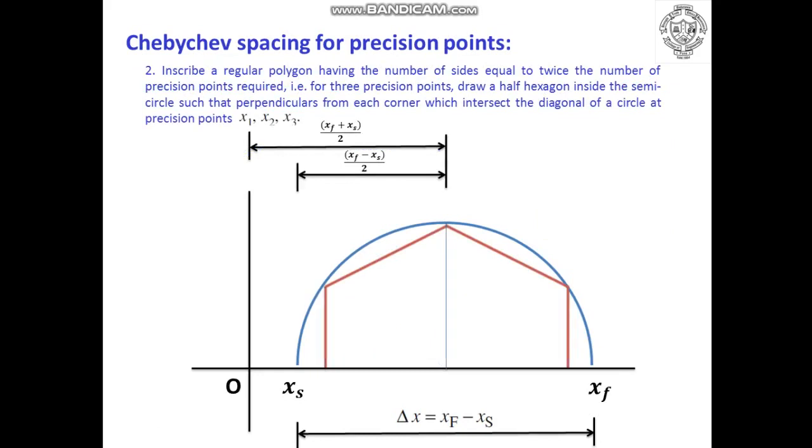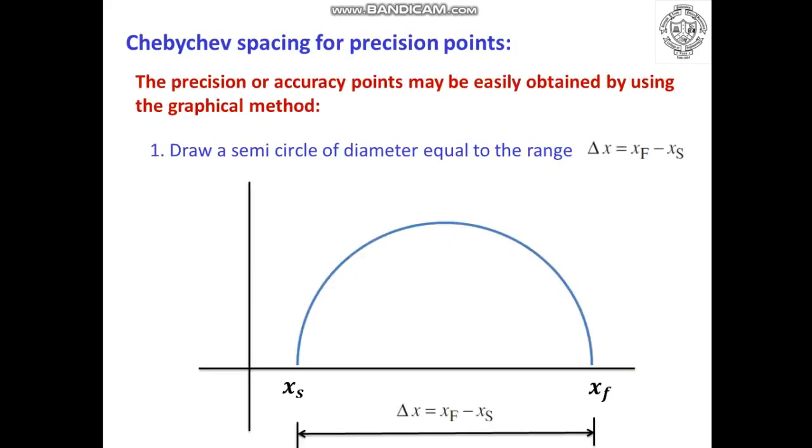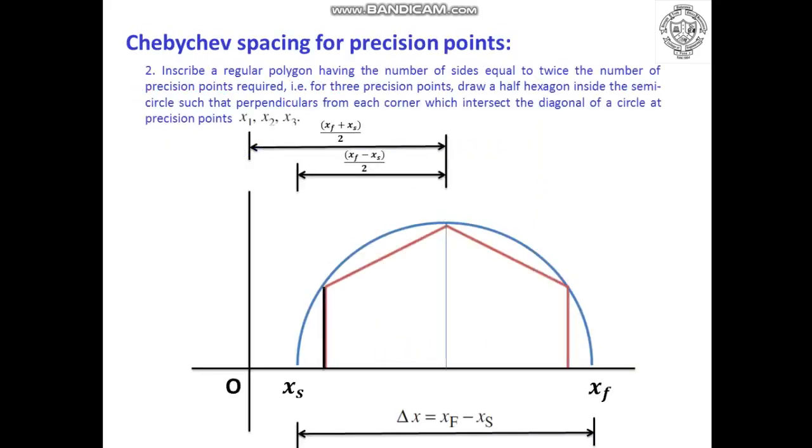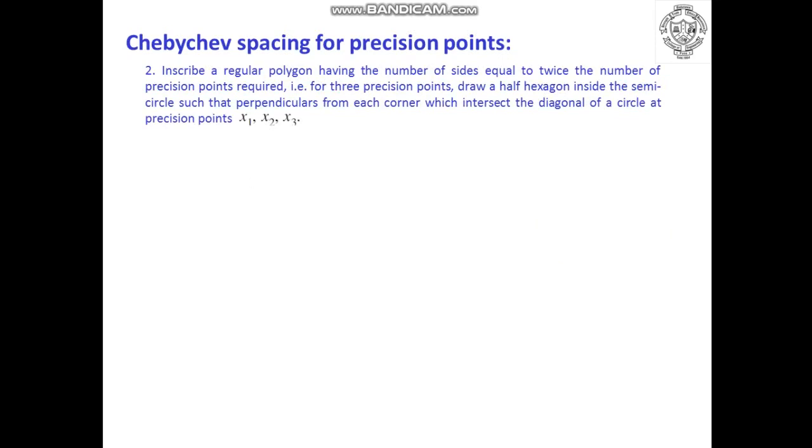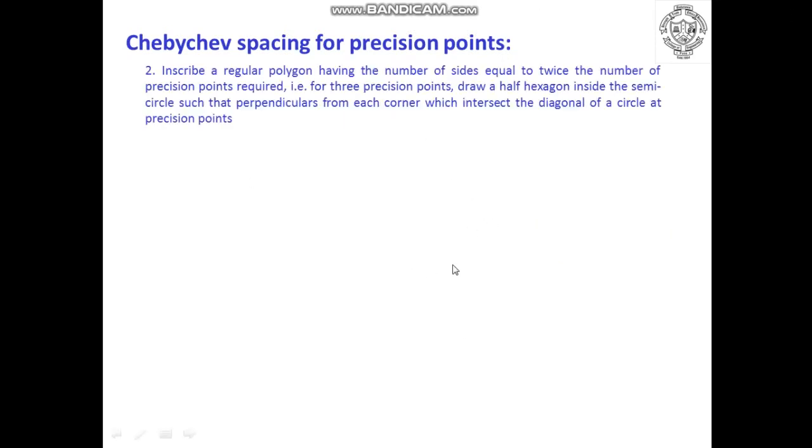Let us go to the next step. Here the second step is described. So the second step is we have to inscribe a regular polygon having the number of sides equal to twice the number of precision points required.